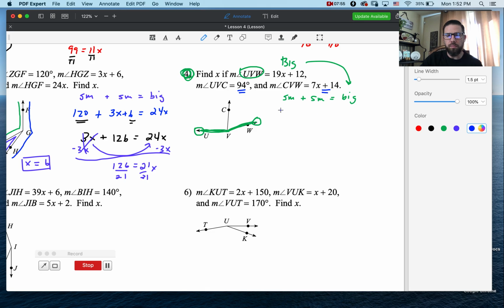with the smalls. So we can say something like 7x plus 14 for the small plus 94 equals our big, right, which is 19x plus 12. Now we got to combine like terms here, and then we got a lot of stuff to deal with. So let's combine like terms. 7x plus 108, I think, equals 19x plus 12.